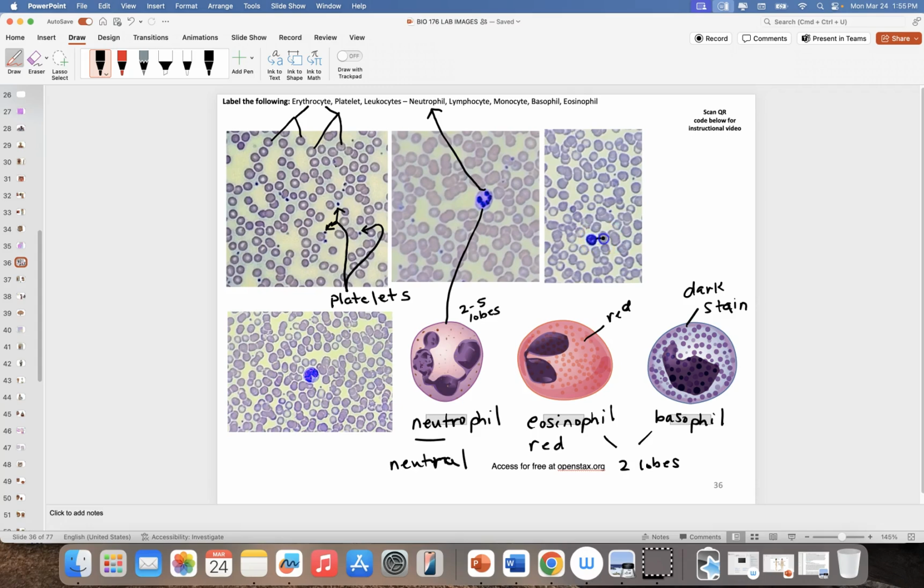This white blood cell here, this is going to be our lymphocyte. And it's unique because the nucleus, as we can see, takes up pretty much the entire cell. We can't even really see any cytoplasm, just one big, large, circular nucleus. That's how you'll be able to find a lymphocyte. And then last, we have our monocyte. And this white blood cell is going to have a nucleus that's shaped like a kidney bean.